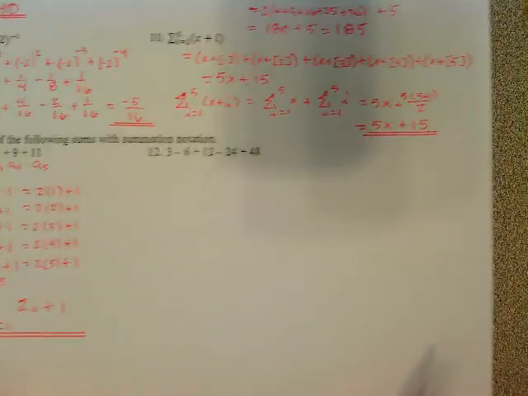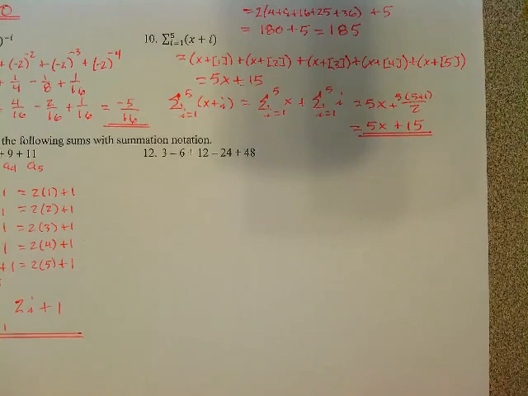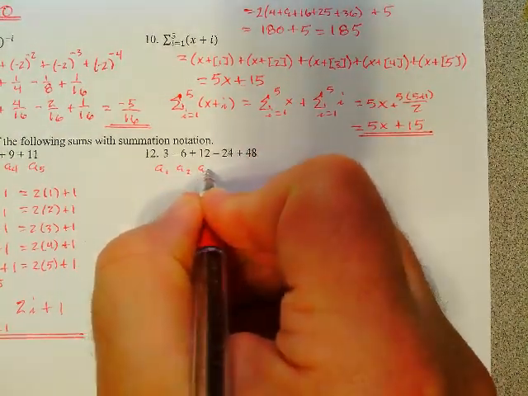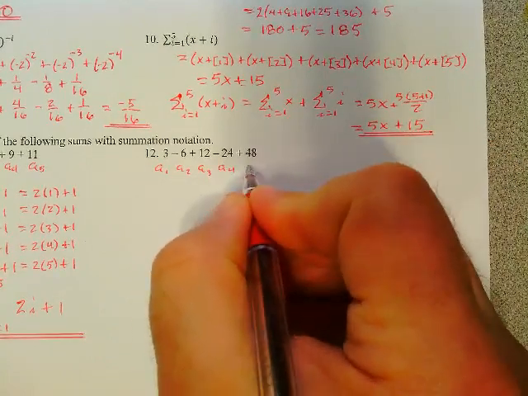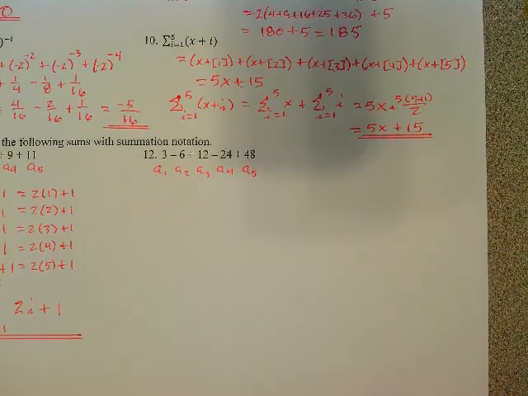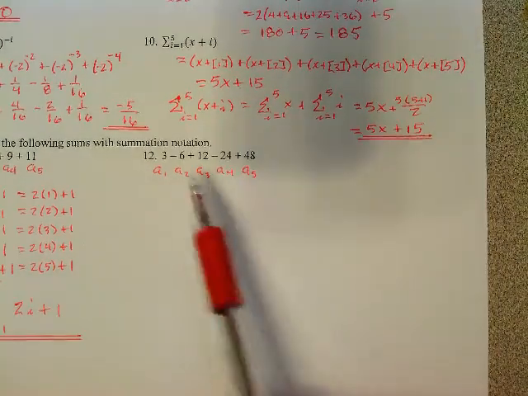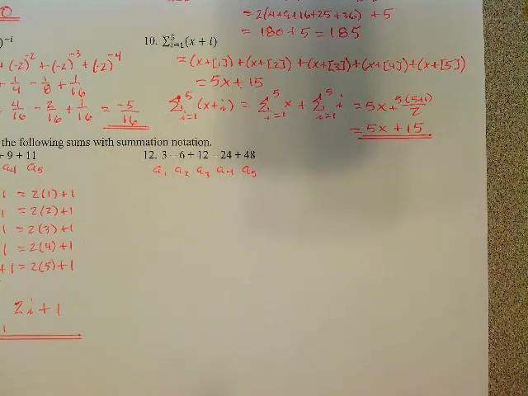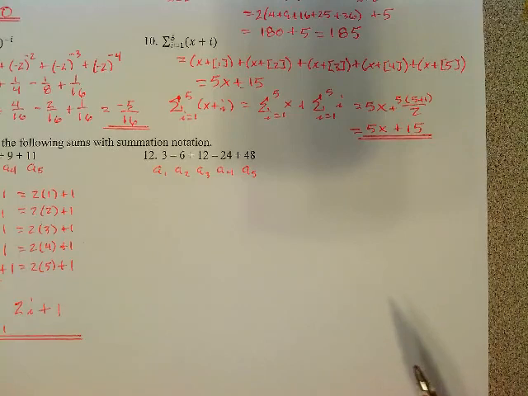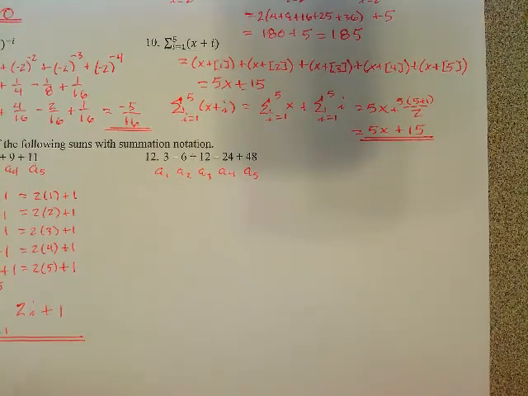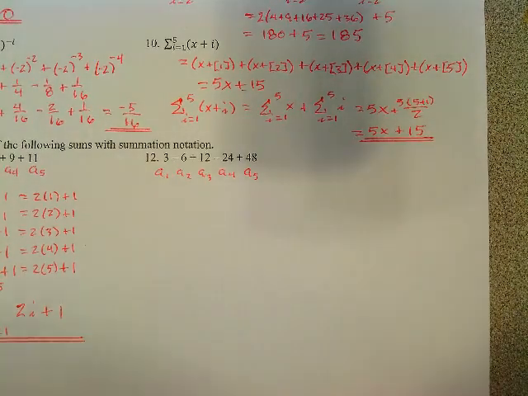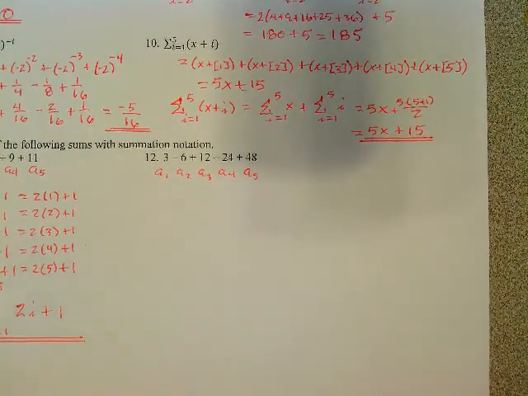Now in the second one, again, we're going to start off A1, A2, A3, A4, A5. The thing to note here is I have alternating signs. And one of the ways to take care of alternating signs is I need my counter to be in the exponent. And so I need to look for my 1, 2, 3 within the exponent to help me there.